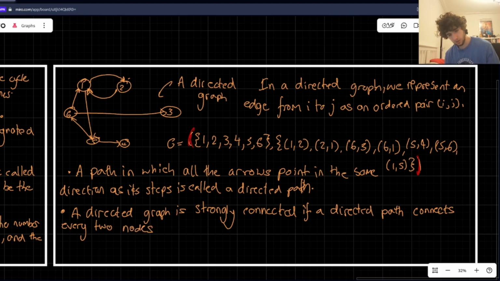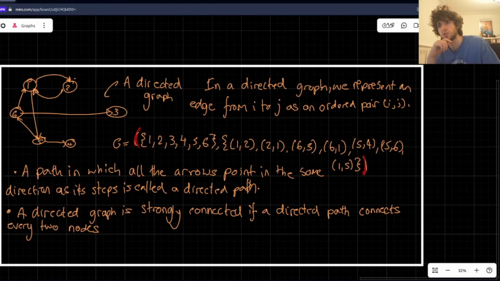Okay, so I want to say that is the case for the graph I have up here, right? In other words, to get from 2 to 4 via a directed path, I could go from 2 to 1, 1 to 5, 5 to 4. I could get from 2 to 3 as well, 2 to 1, 1 to 5, 5 to 6, 6 to 3, and I think I can do that. Oh no, sorry, I can't, because I can't get from 3 to anything else.